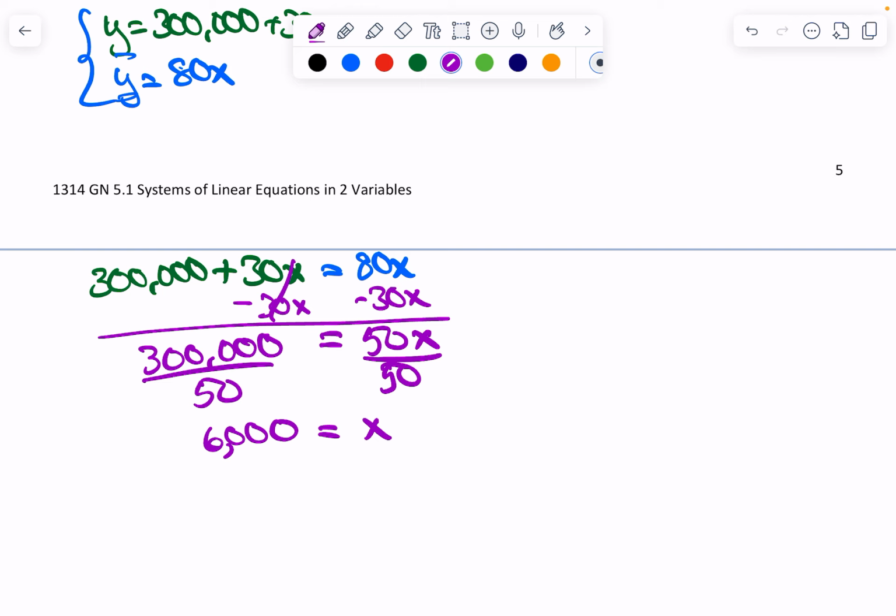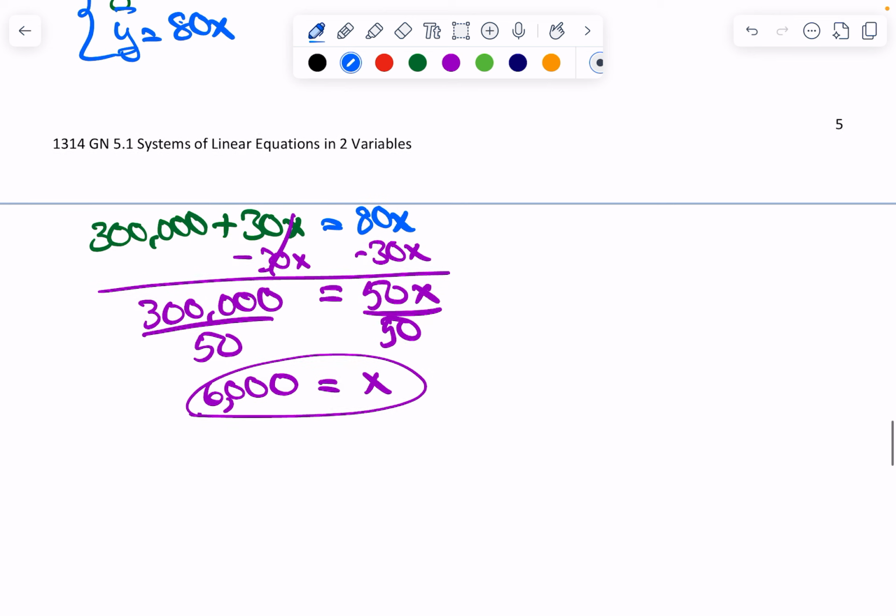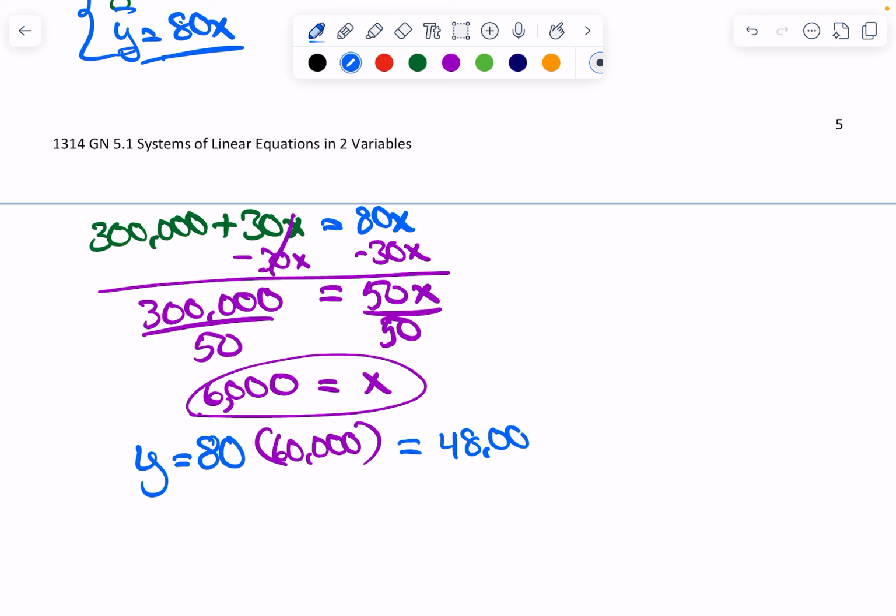Okay, we found our x. Now we're going to go ahead and substitute this into the revenue equation to find y. So y equals 80 times 6,000. I took this revenue function here. And now 80 times 6,000 is going to be 48,000.